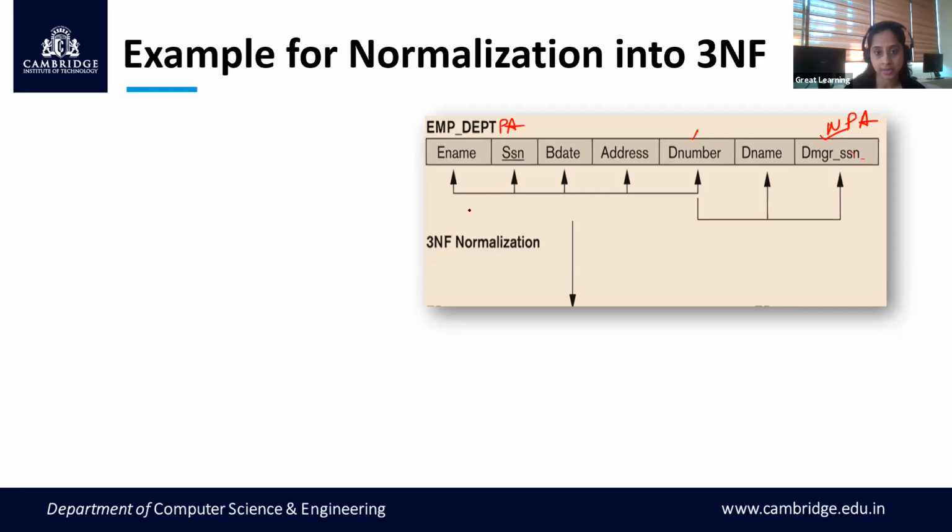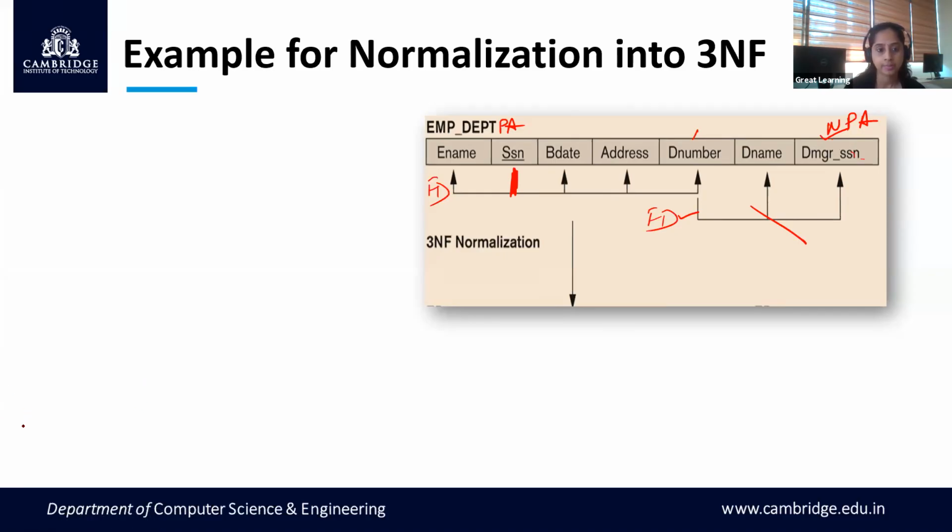No non-prime attribute in R should be transitively dependent on the primary key of R. So that means it is dependent. So that means this table is not in third normal form. How do you normalize that? It's nothing but this FD. This is one FD and this is another FD. I need to break this FD.